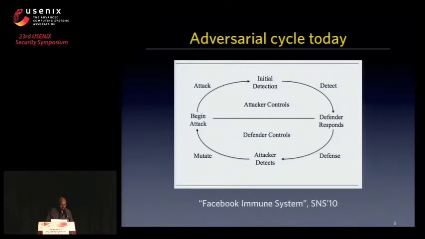The way this works is like this. Today attackers launch an attack on the social networking service. The operator identifies the attack and launches a new defense to catch that specific attacker strategy. The attacker notices that the attack is no longer going through, so he mutates or adapts to the defense and launches a new attack. This is an endless cycle, where the attacker always has the upper hand.